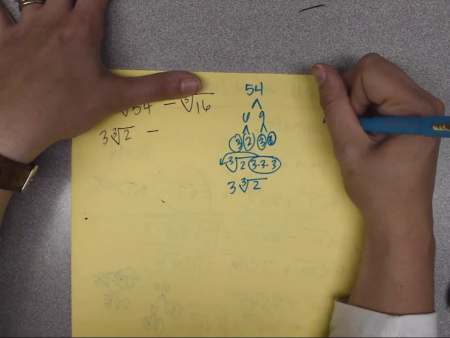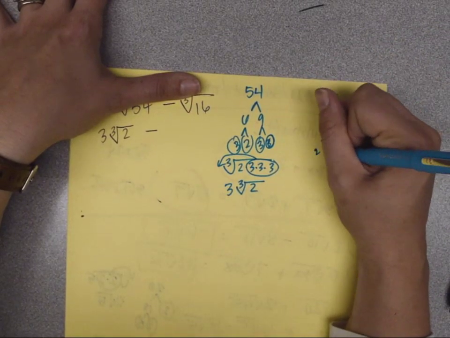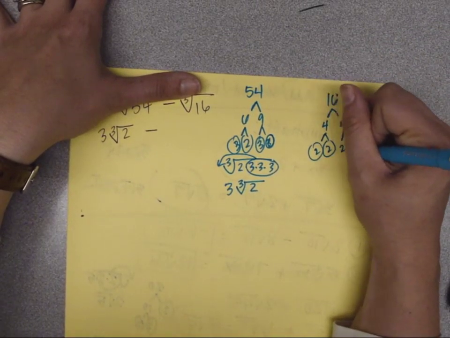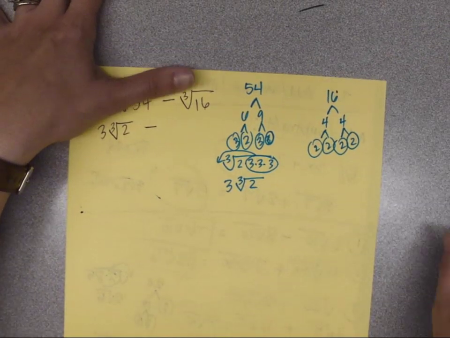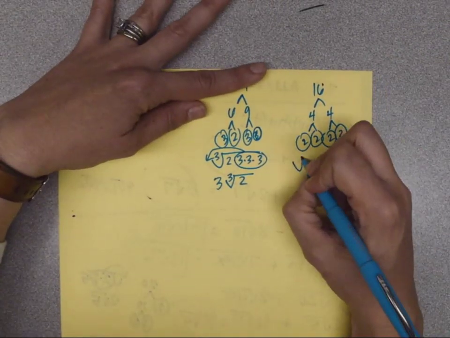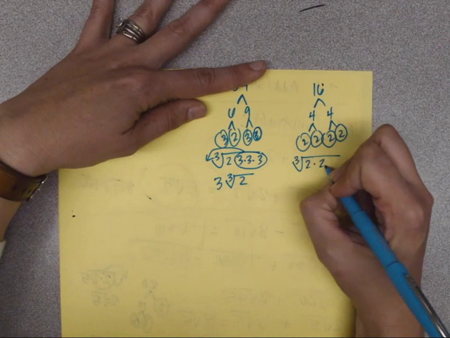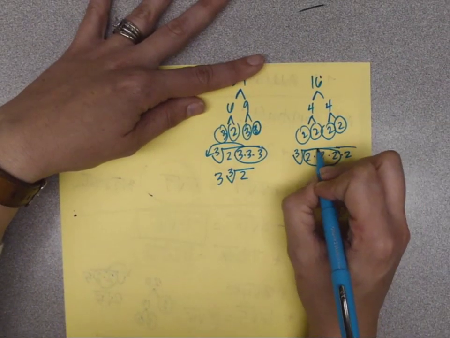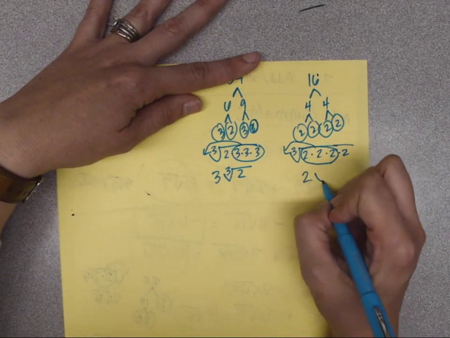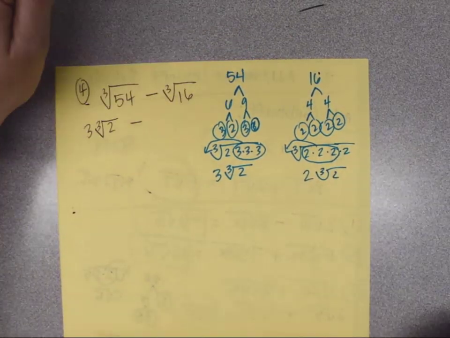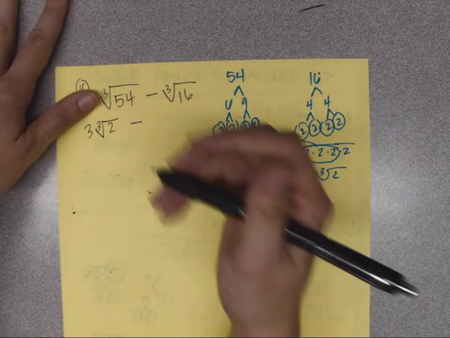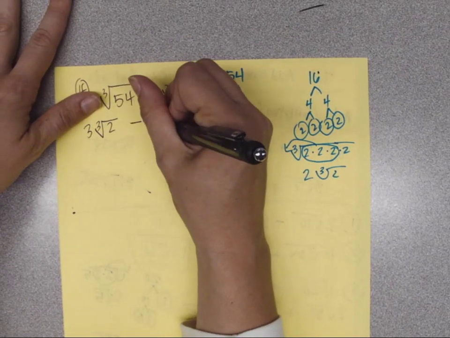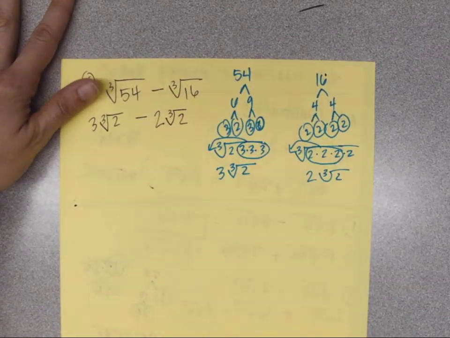16 breaks down into 4 times 4. Each 4 is a 2 times 2. So the cube root of 16 is 4 2s. Remember, I can take out groups of 3. I have 3 2s I can take out and put out front, so it's going to be 2 times the cube root of 2. So now, I'm going to write that over here, 2 times the cube root of 2.